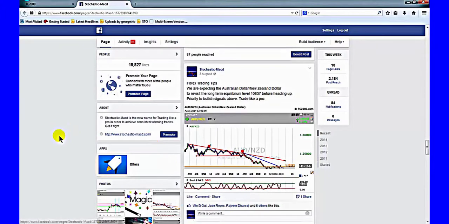I have posted the same post on our Google Plus page also. All right, so this is what I'm talking about. Let's shut down my Facebook page to give more room to my computer to work faster.